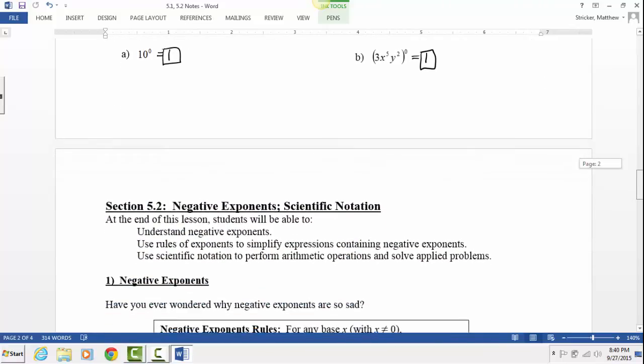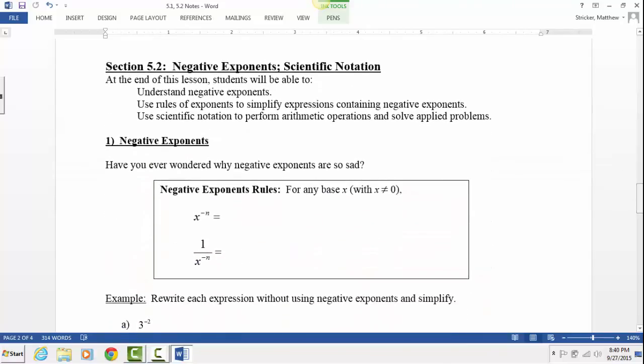So that's 5.1. Now in 5.2 we get to talk about two things. We get to talk about negative exponents and scientific notation. And so when we have negative exponents, there's a couple rules you want to remember. And basically, when we have a negative exponent, we want to make that exponent positive. And the way you do that is if it's on the top, because this is like x to the minus n over 1, then we're going to move that x to the minus n to the bottom. So it's going to become 1 over x to the positive n. And if that negative power is on the bottom, it's going to move up to the top and become a positive power.